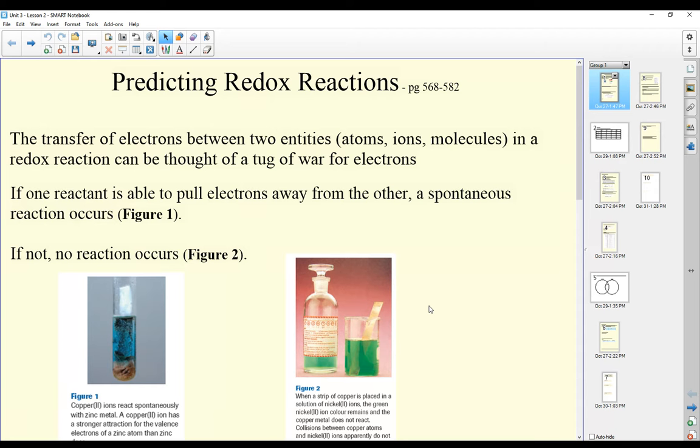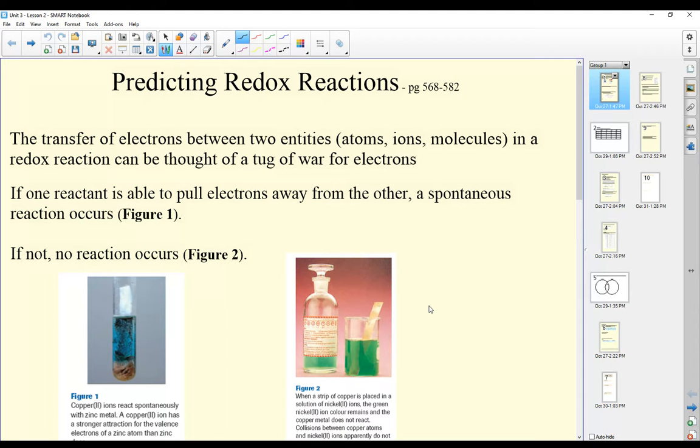The transfer of electrons between two entities, which includes atoms, ions, molecules, in a redox reaction can be thought of as a tug of war for electrons. So electrons are being pulled between these two entities. And if one reactant is able to pull electrons away from the other, a spontaneous reaction occurs. So when you think of spontaneous, you think, okay, well that's going to happen. Like they just go together and boom, happens. If not, no reaction occurs.